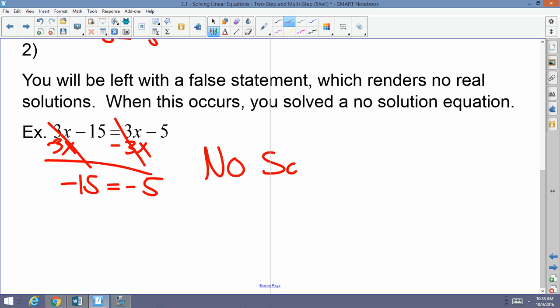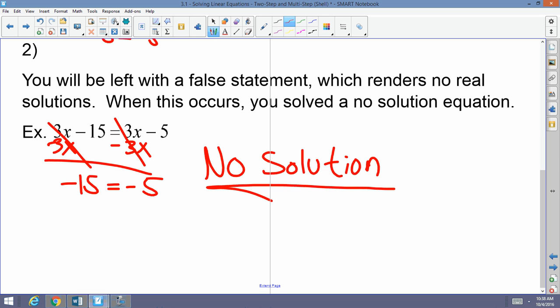I'm not trying to be sarcastic. I do want to make sure you know what this means. What does no solution mean then, guys? What does it mean? Yes, sir. Yep. It doesn't matter what value you put in there for x. It's not going to be true. It's not going to be a solution. So there are no real solutions that make this equation true. There are no real solutions that make this equation work.